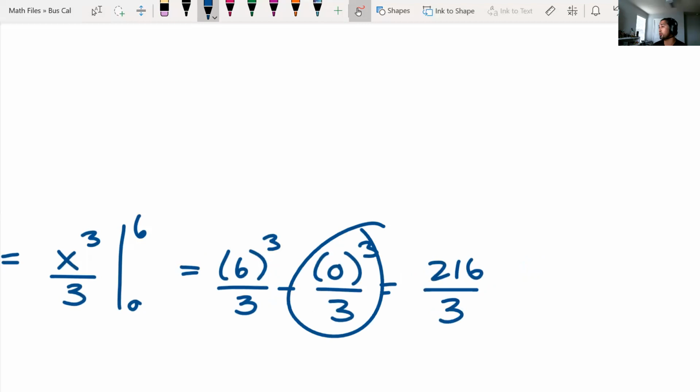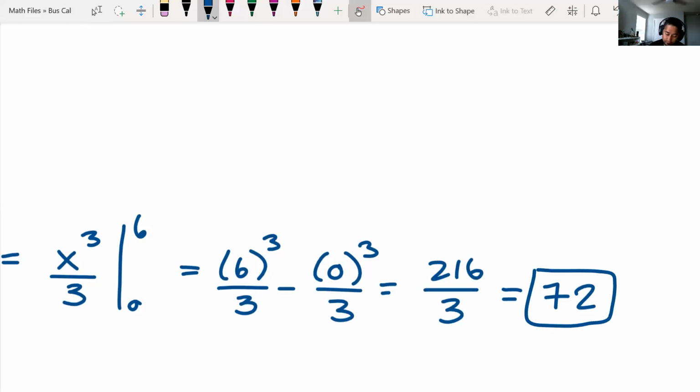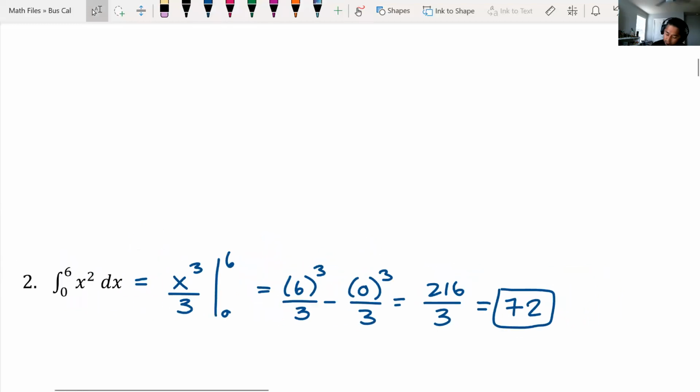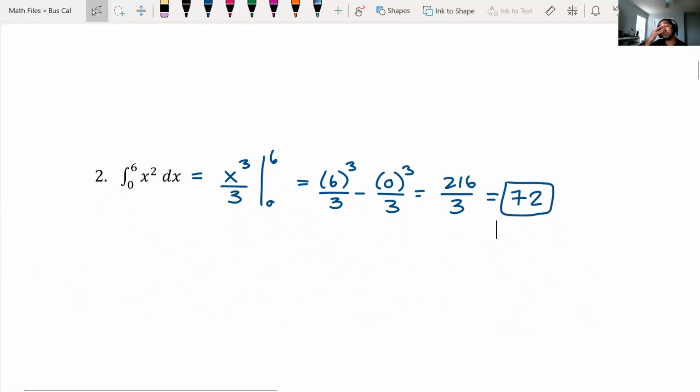and 0 cubed over 3 just becomes 0. So 216 over 3, well, 3 goes into 21 7 times, and 3 goes into 6 2 times. We get 72. And what we're saying is that on the interval from 0 to 6 of x squared, the area underneath that function on that interval will be 72.